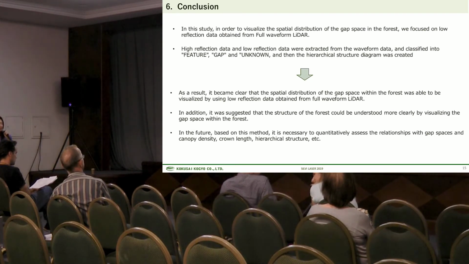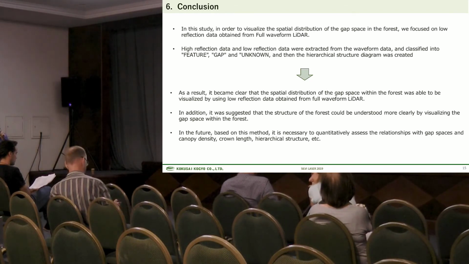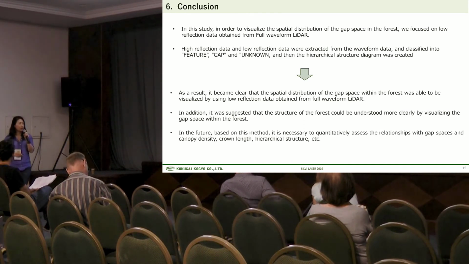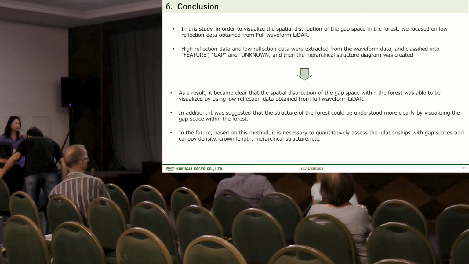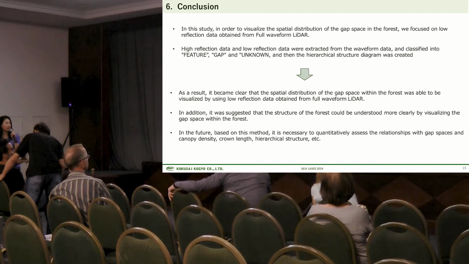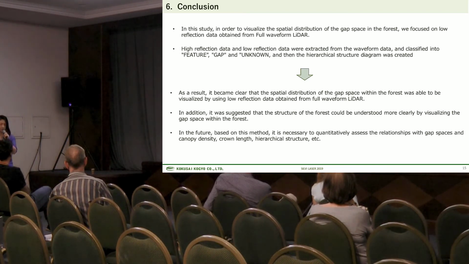Conclusion. As a result, it became clear that the spatial distribution of the gap space within the forest was able to be visualized by using low reflection data obtained from full waveform LiDAR. In addition, it was suggested that the structure and situation of the forest could be understood more clearly by visualizing gap space within the forest. In the future, based on this method, it is necessary to quantitatively assess the relationship between gap spaces and canopy density, crown size, or hierarchical structure.